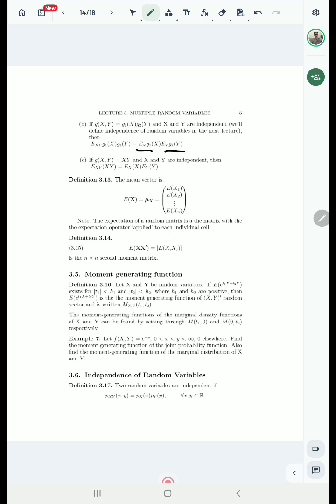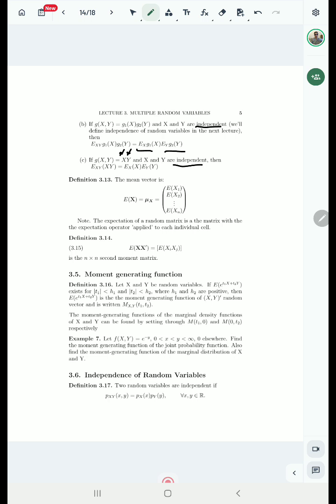And the same property carries over to this particular case. Whenever your gx is just x and gy is y, and given that you have independent structure, then the expectation of this product is just the product of these expectations. But pay attention to these facts. You have to make the assumption that x and y random variables are completely independent of each other.